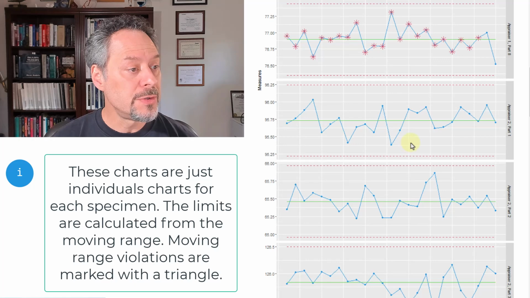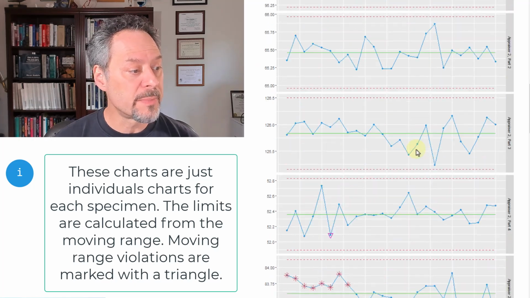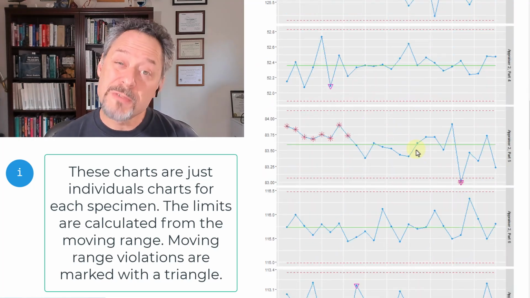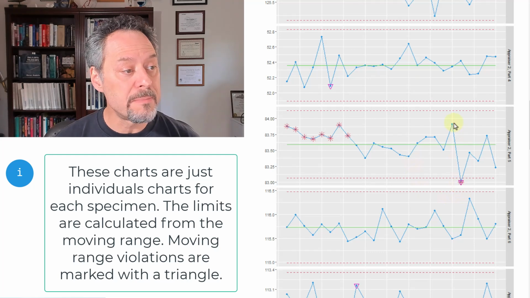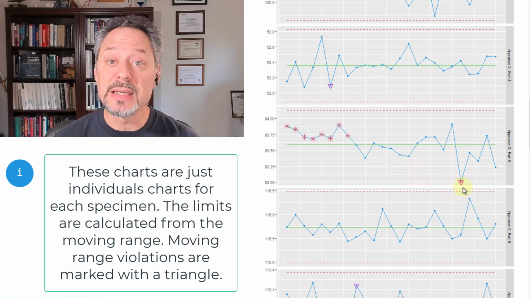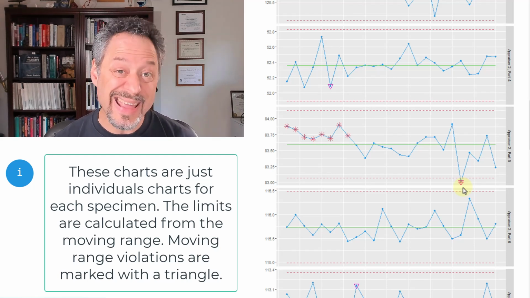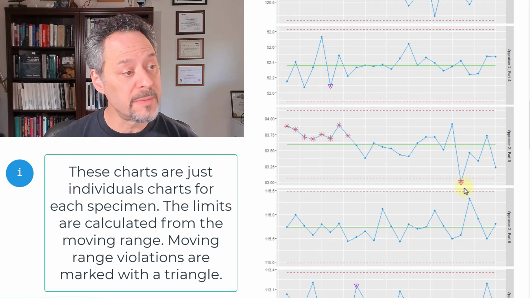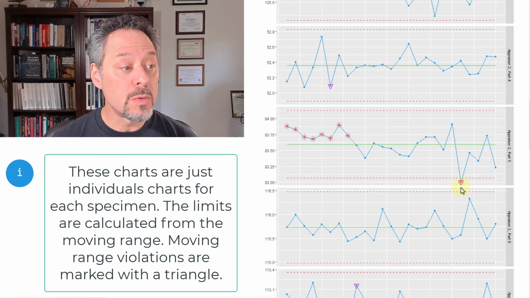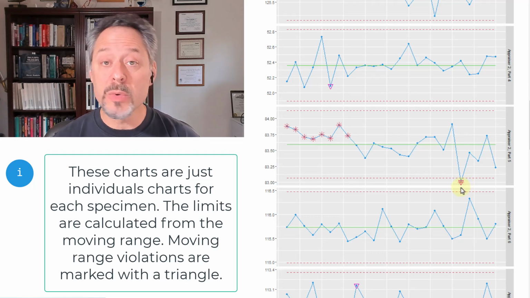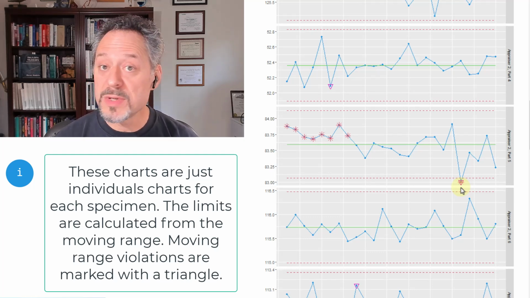We go over to appraiser 2 and we look at the parts. We get to part 5 and we see something going on there. We see a big, sudden drop, and the upside down triangle indicates that there's a moving range violation and a point outside the expected variability. So something happened there that we would investigate. Again, it could be random noise, but I don't want to necessarily bet that way.